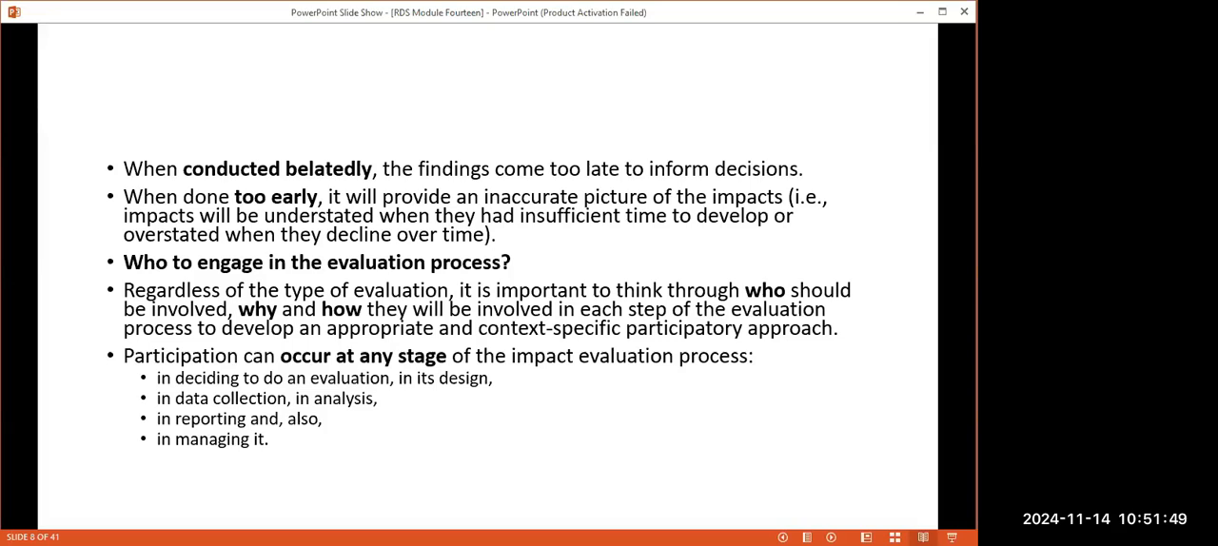Others, you can involve them in the collection of data, because again, evaluation is about data collection, as you will see, and how that data will be analyzed. Also, you can involve them at the reporting stage, and also managing the process of evaluation. So let it not be just one person's decision. Beyond the team, others who are related to the project can be considered.